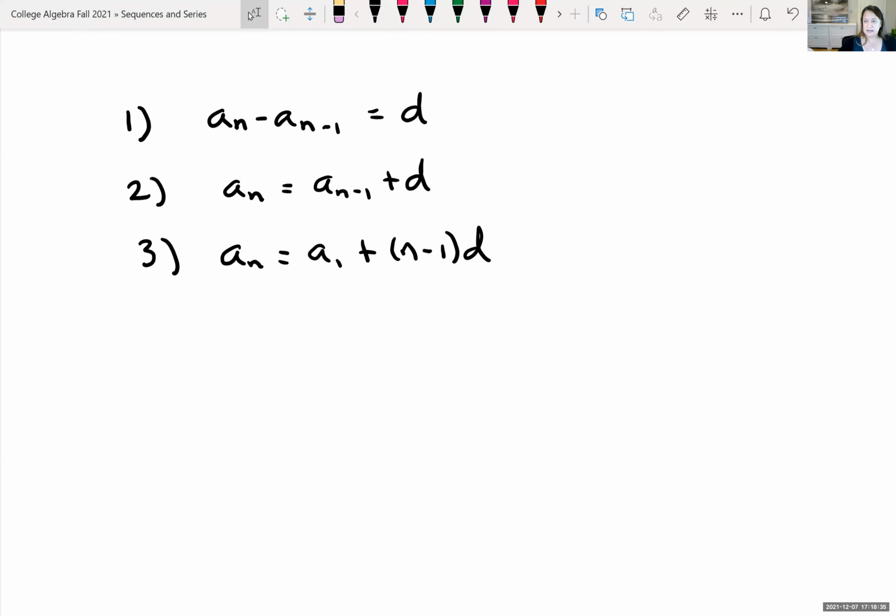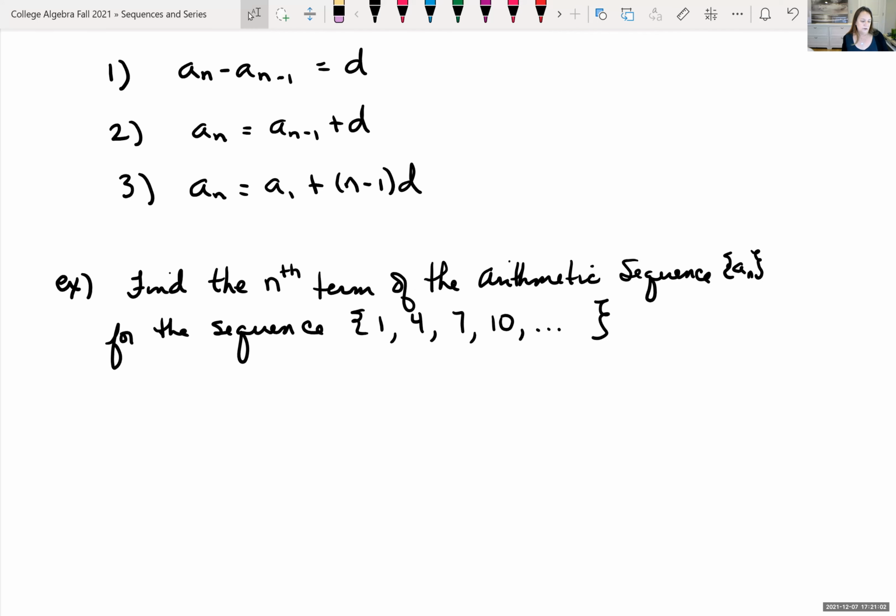So let's look at some examples. We have the following: find the nth term of the arithmetic sequence a sub n for the sequence 1, 4, 7, 10, ... And so notice here, we can see that this is an arithmetic sequence. To get from one term to another, we're just adding 3 to it. So we know what our common difference is. D is equal to 3.